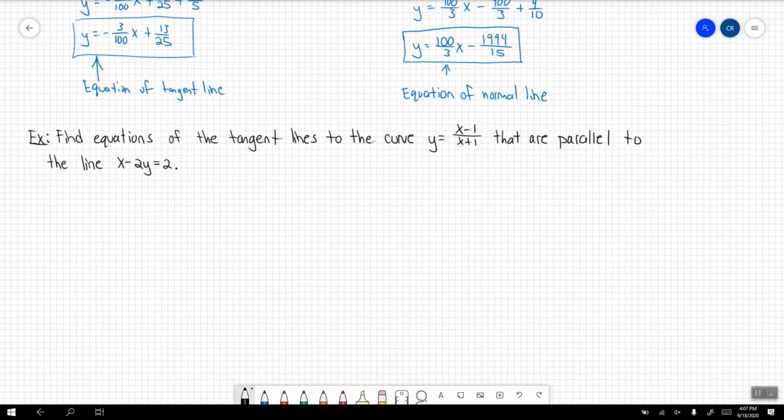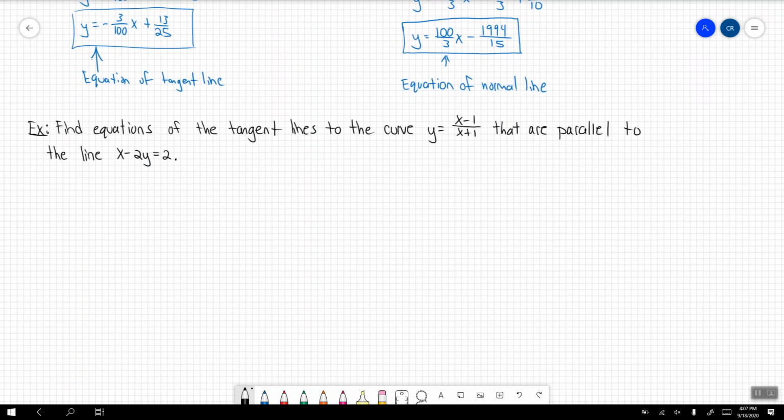So again, we want to find the equations of tangent lines, and since it says plural, chances are we're going to be looking for two different tangent lines to this specific curve that are both going to be parallel to the line x minus 2y is equal to 2. All right, so we want to keep that in mind. It looks like we're going to be looking for two different lines.